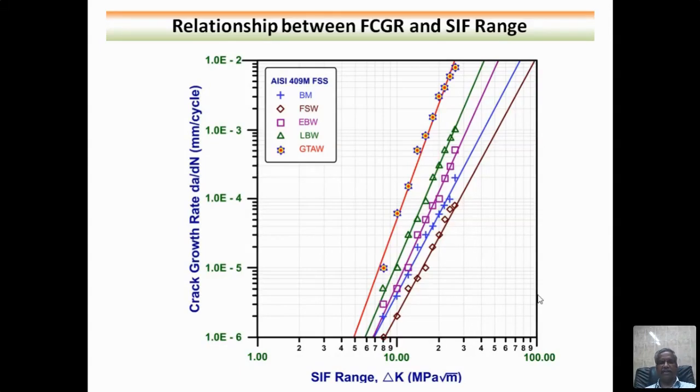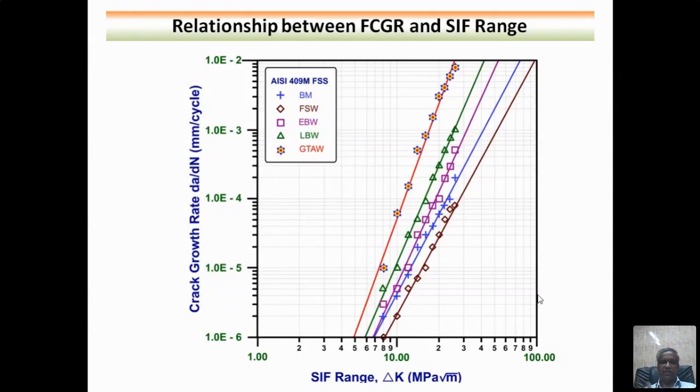Why is it called critical stress intensity factor? Up to that stress intensity factor, the crack will grow steadily. Stable crack growth will occur. Above that point, above 50 MPa root meter, unstable crack growth will occur. Unstable means you cannot measure or monitor it. The failure will occur anytime.